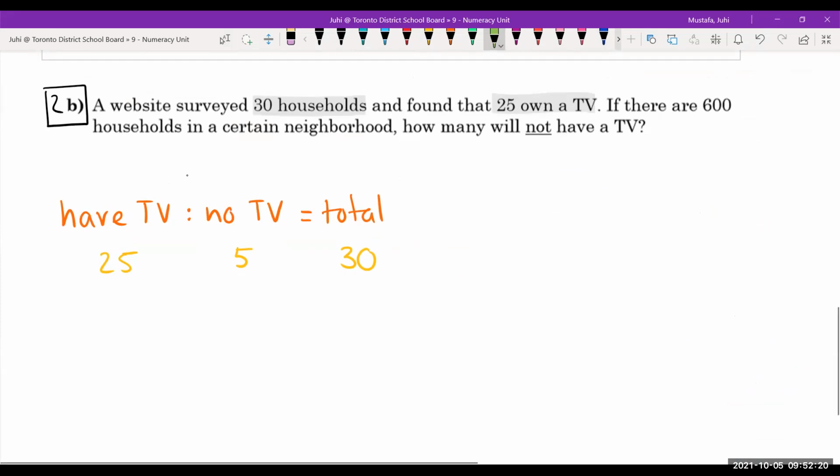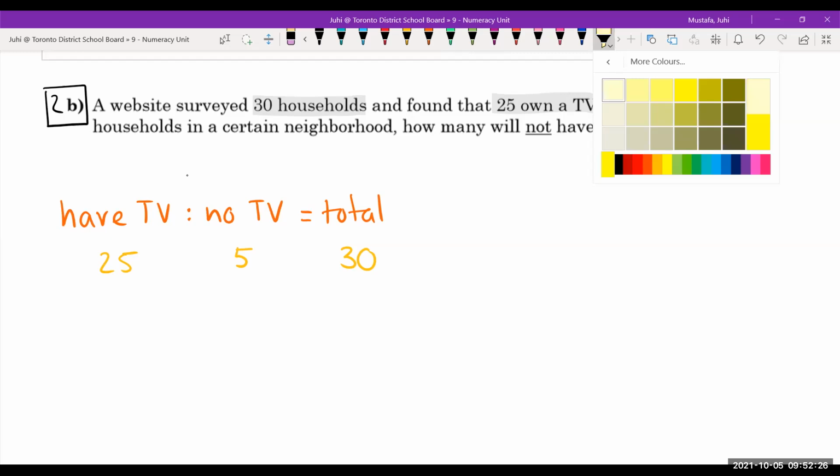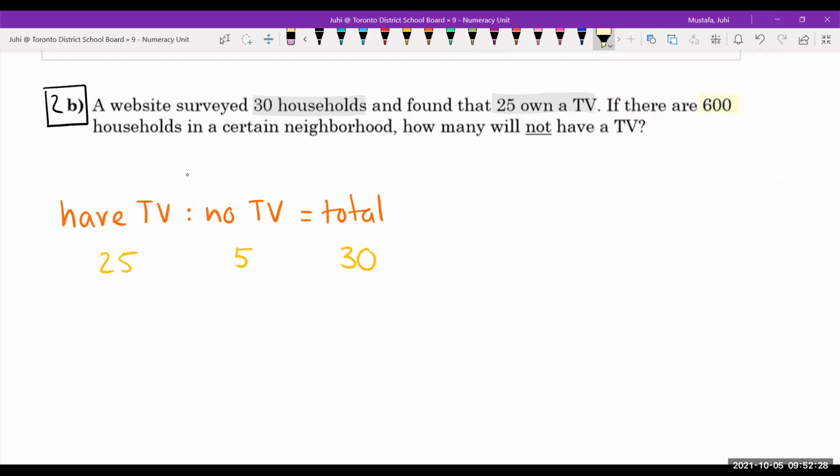Then they keep talking and they say, well, if there are 600 households in a certain neighborhood, that's a realistic number. If you're looking at a little community, you're gonna have at least 600 households. How many will not have a TV? Okay, so let's talk about 600. Where are we going to put the number 600? Sienna? It's the total. Good. It's the realistic total.